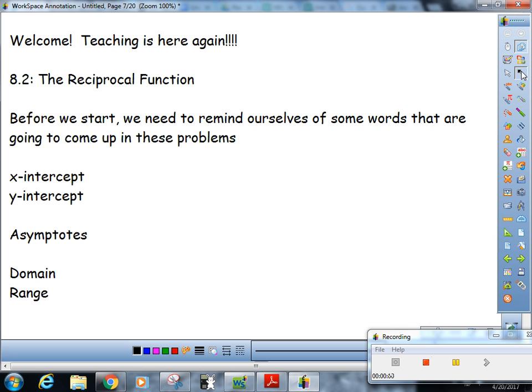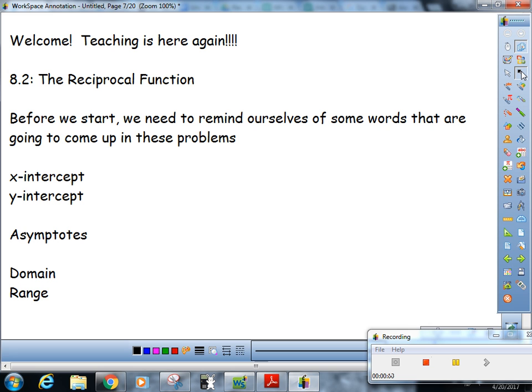8-2, the reciprocal function. You know that word reciprocal from when you used to multiply and divide fractions, okay? Reciprocal is when you do 1 divided by something or when you flip the fraction. Okay? All right, some words.